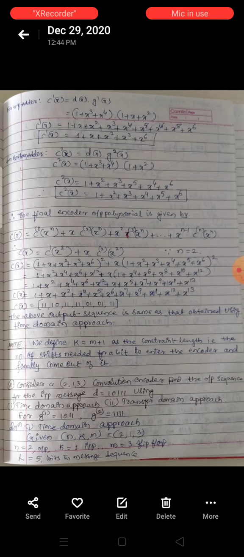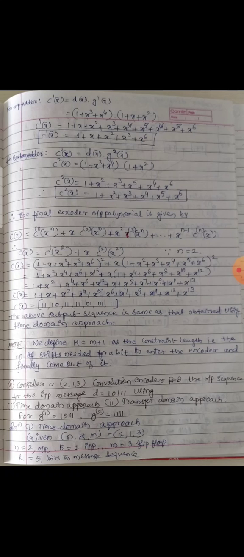Now, you have to combine these two to get the final output. So, the general equation is c of x is equal to c0 of x raised to n, plus x into c1 of x raised to n, like that up to the n minus 1 term. When you substitute in this, c of x is equal to c1 of x square plus x into c2 of x square, because n is equal to 2 here.